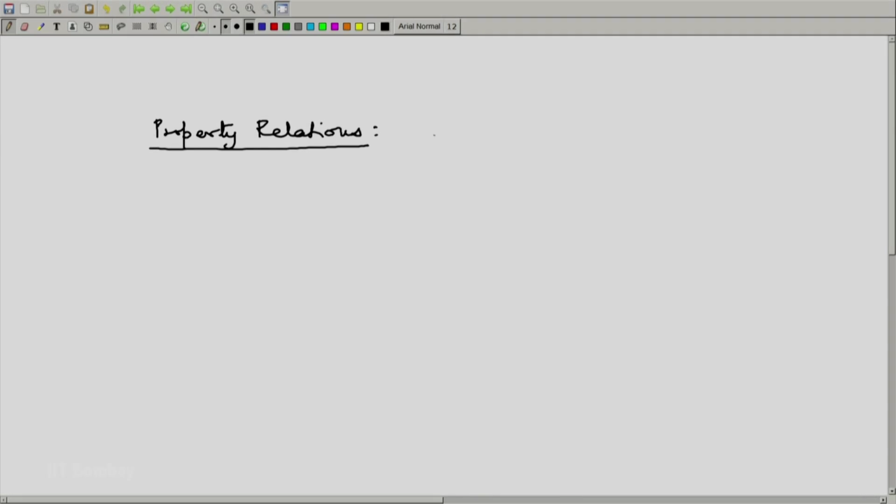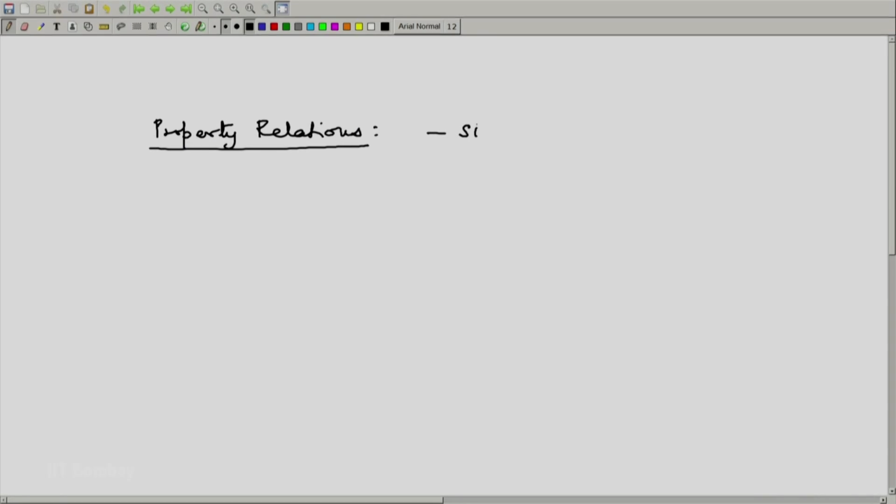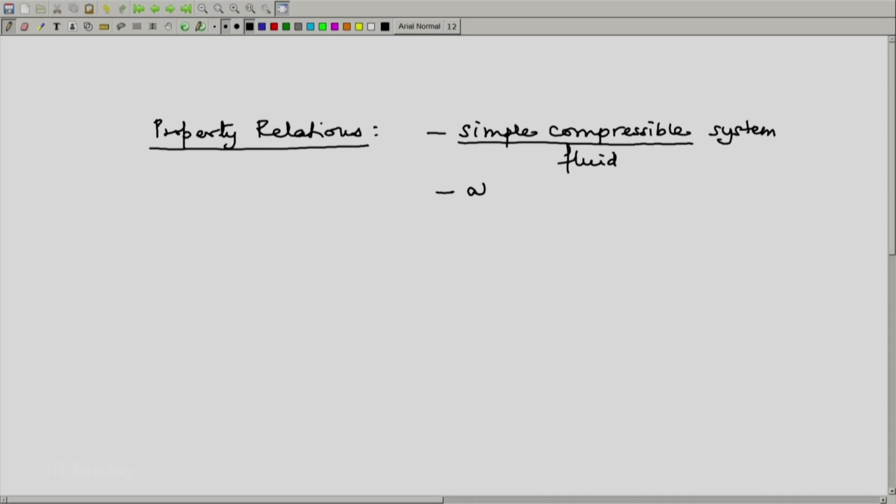And we are going to assume, just for simplicity of the calculus, that we have a simple compressible system, or simple compressible means essentially a fluid system. Of course, we can apply it to solid, only thing is solid will not flow, and we will assume that the system is at rest.